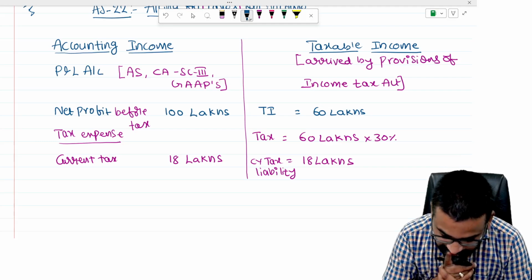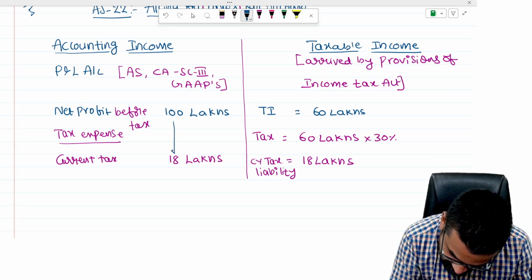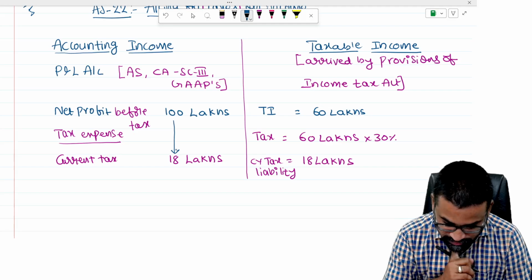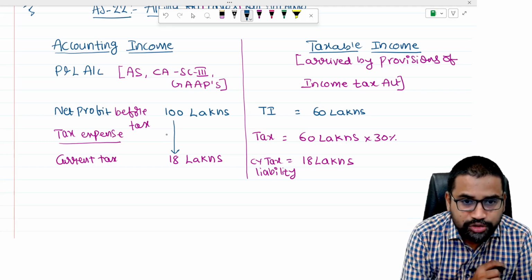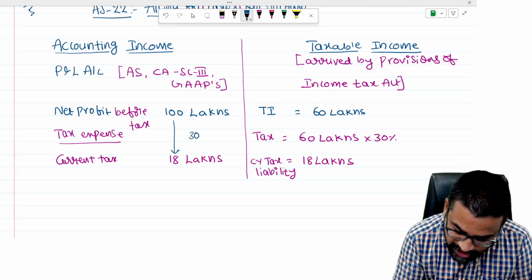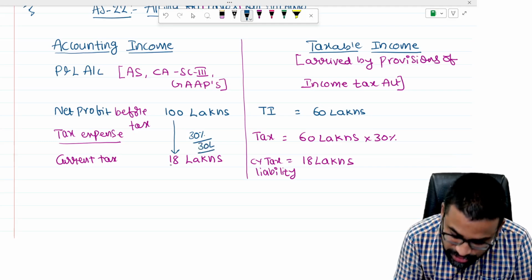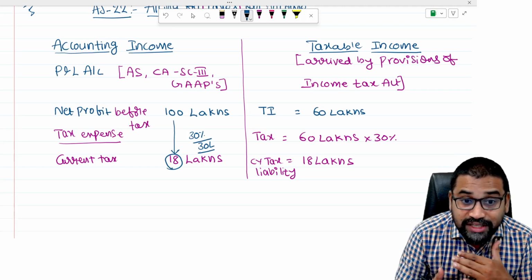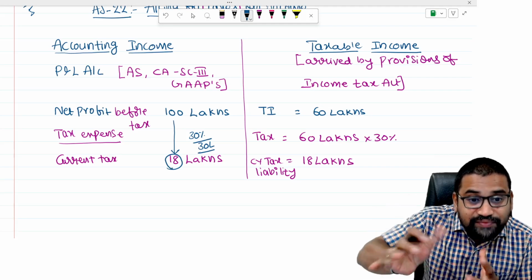Okay. Now the question is, your net profit, your current tax. See, these two are not matching. Sir, do they need to match? See, suppose, imagine, you said you earned 100 lakhs. Now when you earn 100 lakhs, if I apply 30% on that, 30 lakhs will be your tax liability. But you are showing only 18 lakhs as my tax liability. That means, whatever the accounting income, profits you are earning are not matching with the taxes of the current year.